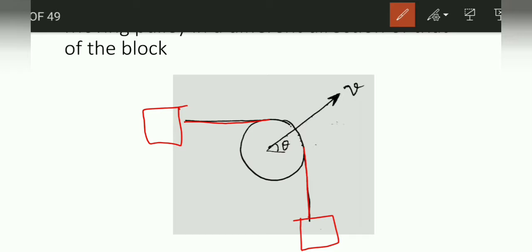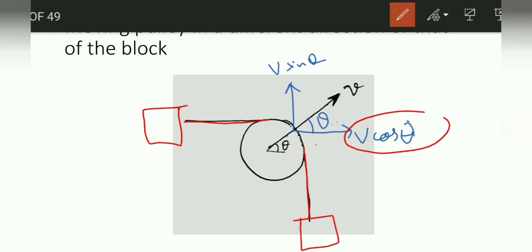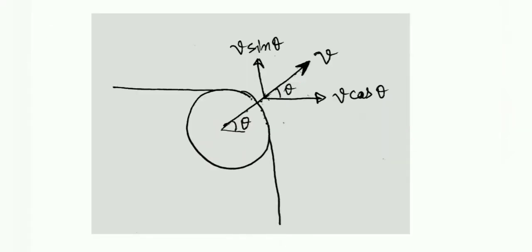So what we can do here is that we will be resolving this v, this is theta, into different components. This is say v cos theta, and this is say v sin theta. Now this component is responsible for this part, or for this block, and this component will be responsible for this block. That's it. Exactly what I have done here.